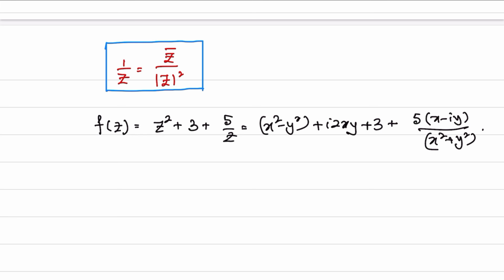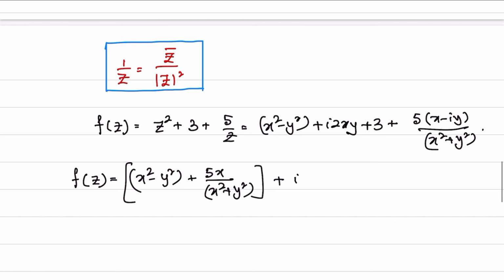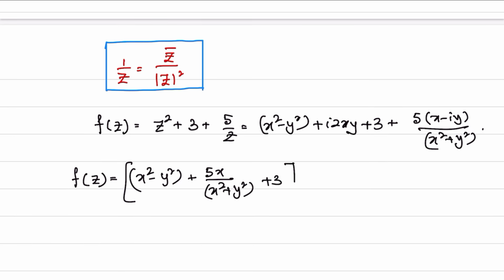Now, when you separate real numbers and imaginary numbers in this, function z in terms of x and y is x square minus y square plus 5x by x square plus y square. This is the real value. Plus 3 is also there, that is also a real number. Plus 3. These are the real values. Plus i into 2xy minus 5y by x square plus y square.